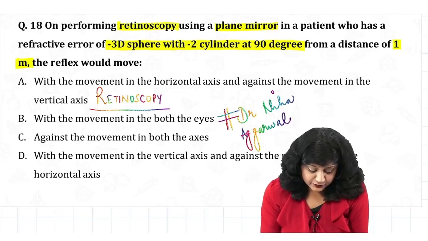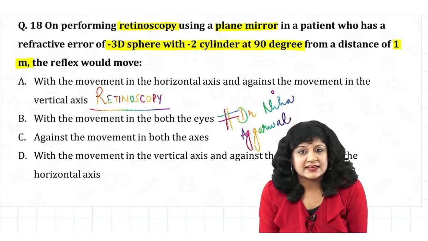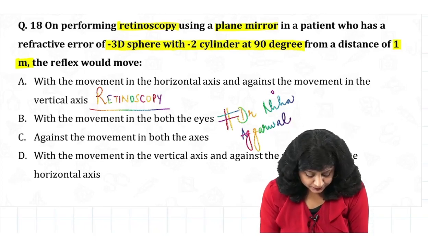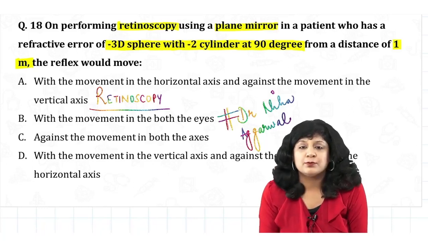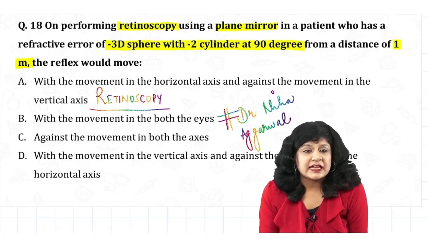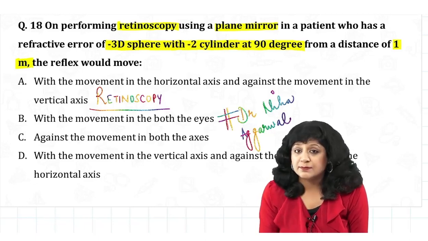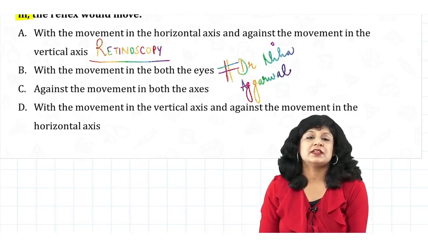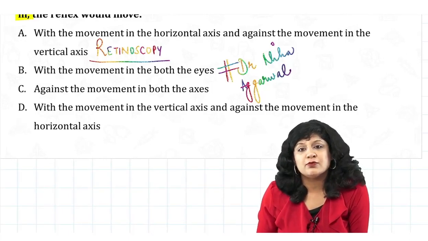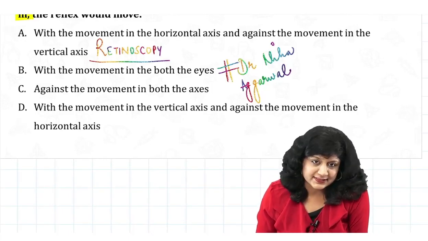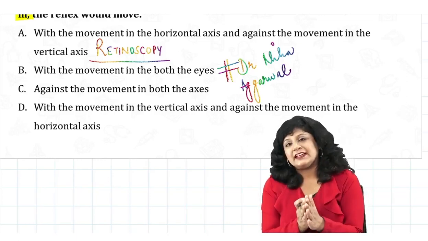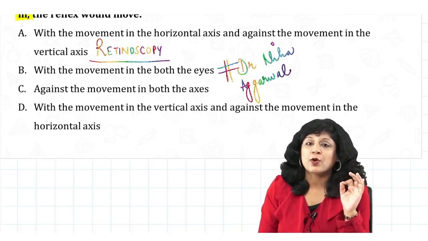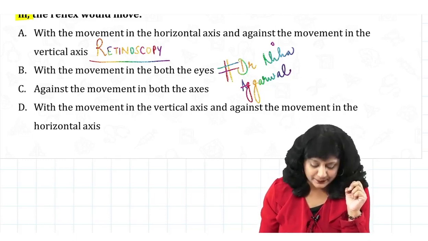Option number A says with the movement in horizontal axis and against the movement in the vertical axis. Option number 2, with the movement in both the axis. Option number 3, against the movement in both the axis, or option number 4 says with the movement in the vertical axis or against the movement in the horizontal axis. Now before we finally reach the correct option, let's clear up some of the important facts related to retinoscopy.